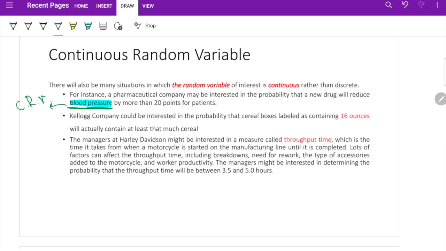Or the cereal company: they care about the probability that the cereal boxes labeled as containing 16 ounces will actually contain at least that much cereal. This is common, by the way. They say 16, then when you weigh it, you get 14 something. So 16 ounces, this is the weight, right? So this is the continuous random variable, CRV, that we are going to study. These are examples. These are some of the variables that we care about. We need to study, right?